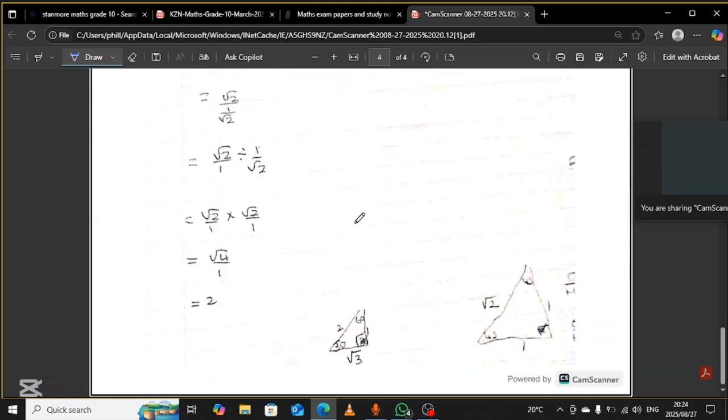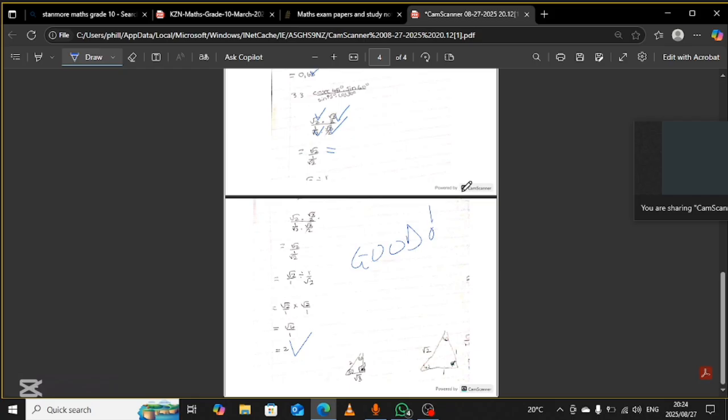And then for cos of 30 degrees, it's going to be 1 over root 2, which is also correct. This is equal to what? It's equal to 2. Correct. This is actually good, I won't lie. This is good work.